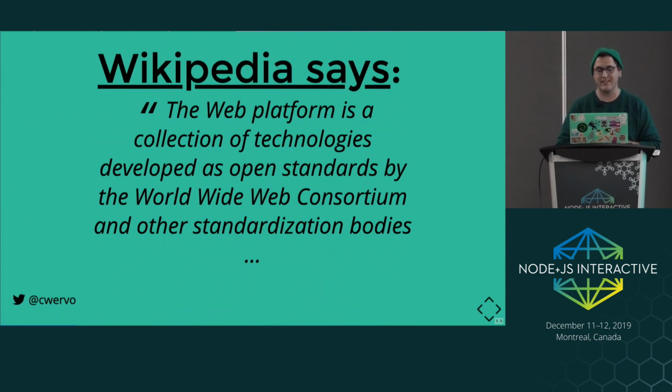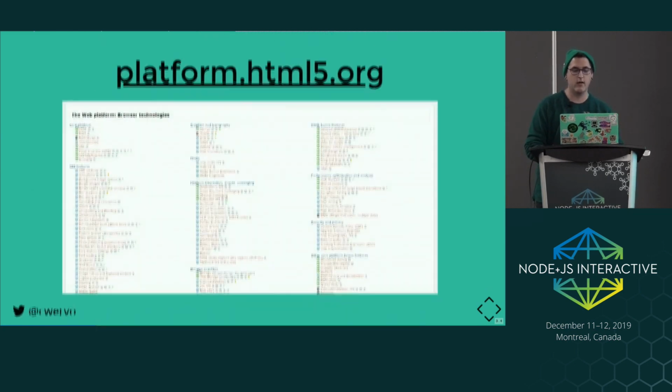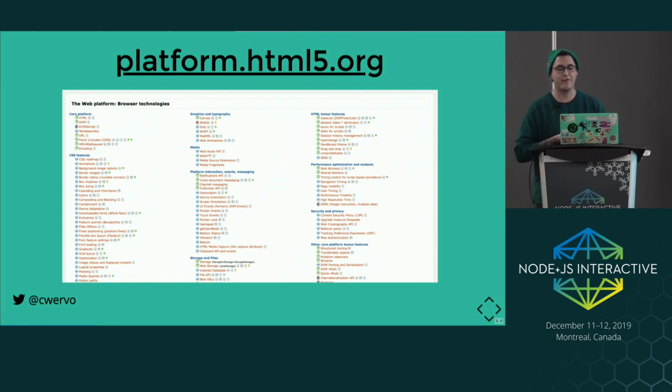The most reliable source on the internet, Wikipedia, says that the web platform is a collection of technologies developed as open standards by the W3C and other standards bodies like OpenJS, like ECMA, and so on. And that's one way of looking at it. Another way of looking at it is if you go to platform.html5.org, you see this giant checklist, and it's rather overwhelming, of all the various specs that can possibly fit into a browser. And this is another way of thinking about it.